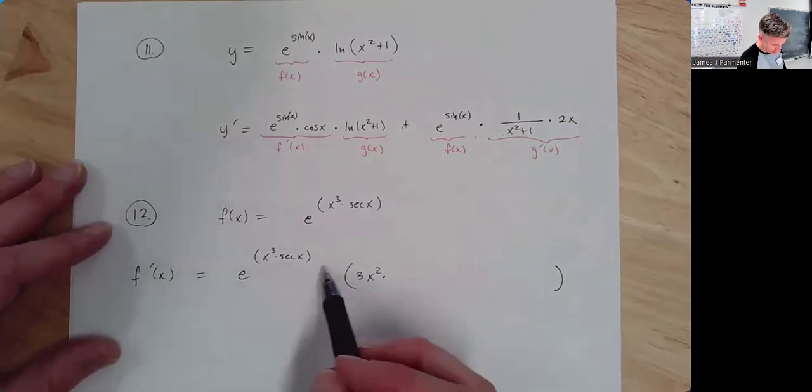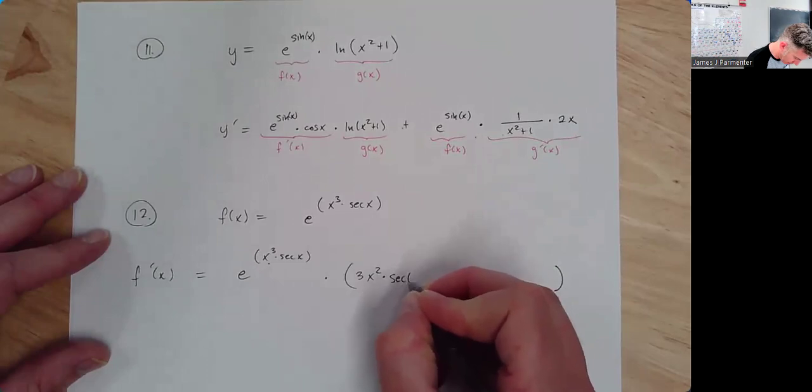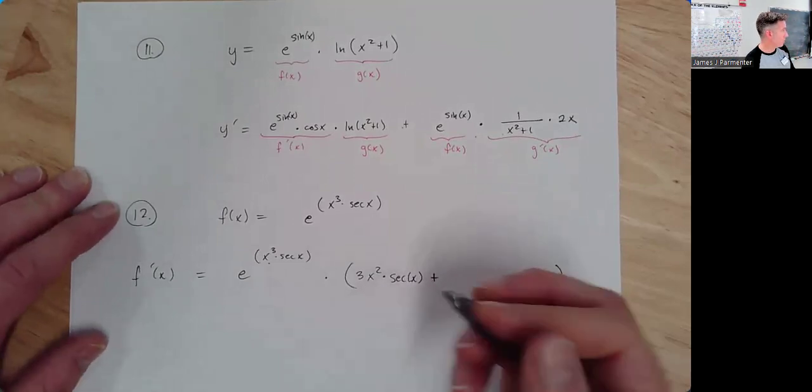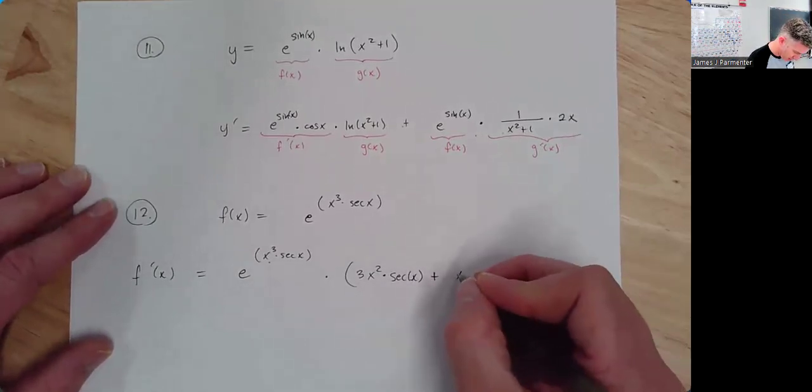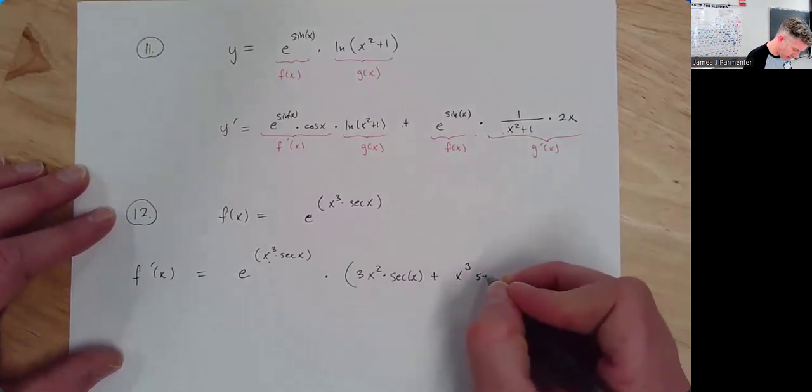Hopefully, for the rest of this, we had the derivative of x cubed, and then we're just multiplying by secant of x. Plus, then we switch it. We leave x cubed alone. We multiply by the derivative of secant of x, which is secant of x times tangent of x.